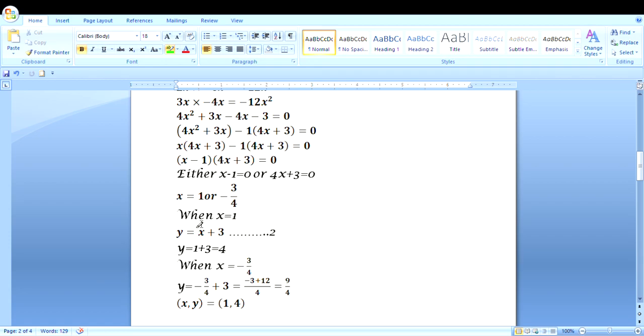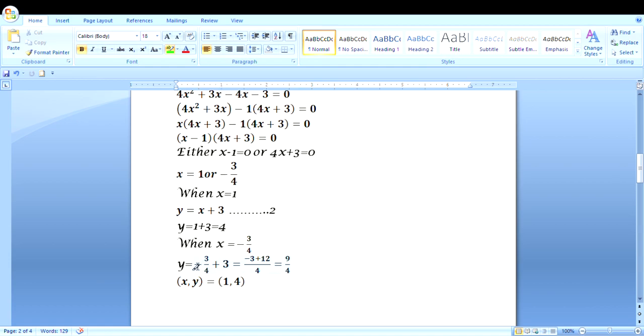To obtain the value of y, we say when x is equal to 1, we substitute the value of x into equation 2. This becomes 1 plus 3, and that gives 4. Now, when x is equal to minus 3 over 4, we substitute the same value into equation 2, and this becomes y is equal to minus 3 over 4 plus 3, and that eventually gives 9 over 4.